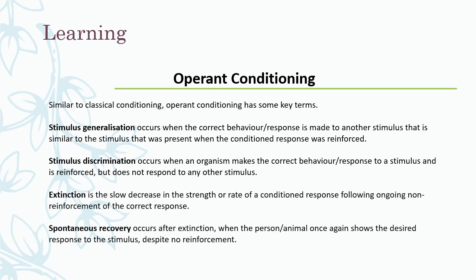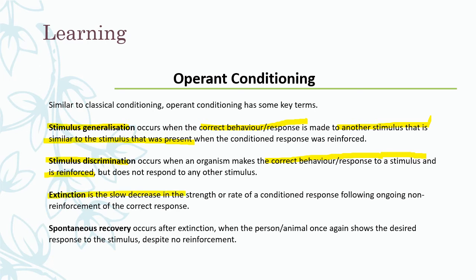All right, so operant conditioning tends to have similar terminology as classical conditioning, but it's slightly different. Stimulus generalization occurs when the correct behavior response is made to another stimulus that is similar to the stimulus that was present when the conditioned response was reinforced. So let's say, for example, I give you chocolates every time you get a good mark or you get something correct, and you think that all teachers will give you the same thing. That would be stimulus generalization. Stimulus discrimination is when you know that you're making the correct response or behavior to that particular stimulus or person only. You don't respond to any others. So, for example, you know that Miss Irving gives you chocolate for every correct answer, so you don't do it to other teachers because you've learned that she's the only one who does it.